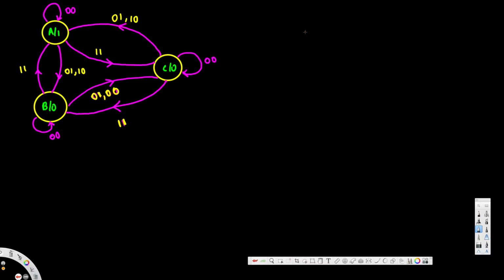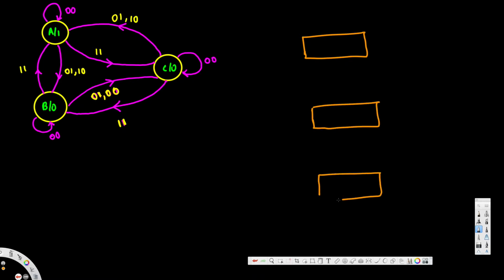Okay. Now let's go ahead and start. We have three states A, B, C. Let's draw them first in a state box. This is A, this is B, and this is C.